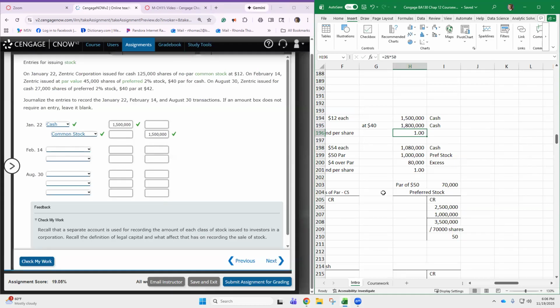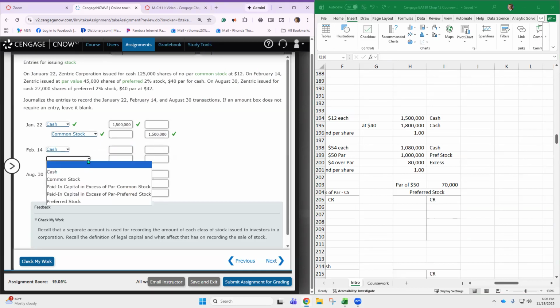So that second entry raised... let me just get rid of this. Okay, that second sale of stock was for preferred. So we're going to make cash go up, and we're going to make preferred stock go up. And I believe it's going to be $1,800,000. Okay, because that's the 45,000 shares times its par of $40.